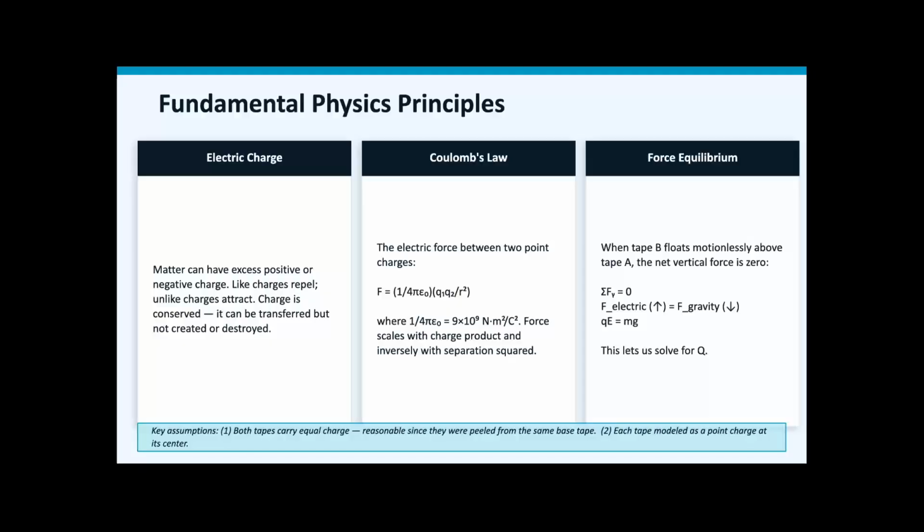Third is force equilibrium. When tape B floats motionlessly above tape A, its momentum isn't changing, so the net vertical force must be zero. That means the upward electric force exactly equals the downward gravitational force. This gives us the equation we need to solve for Q. We also made two key simplifying assumptions. Both tapes carry equal charge, since they were peeled from the same base tape, and each tape's charge can be treated as a single point at its center.